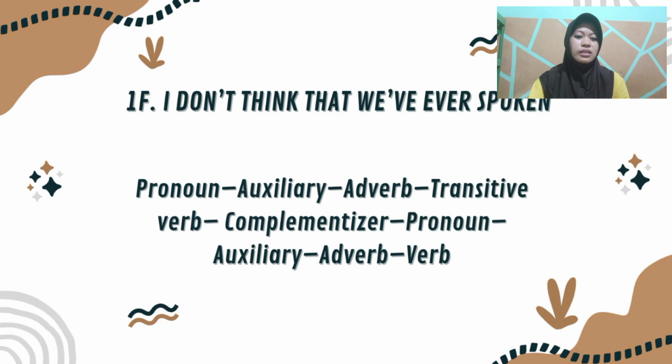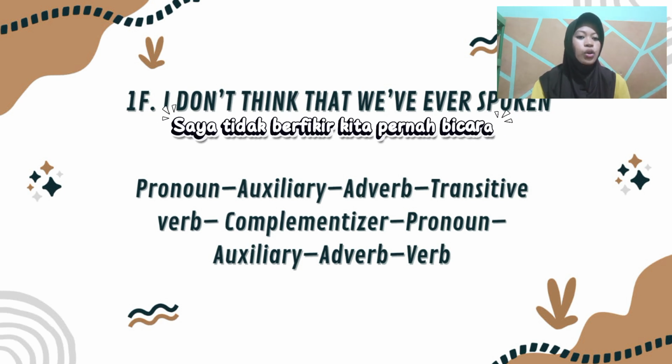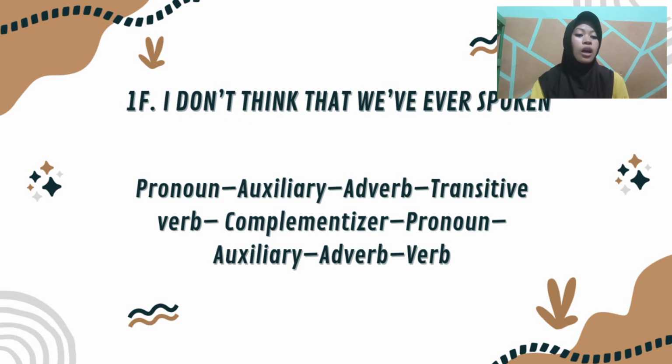1. Sentence type. First, let us look at the type of the sentence. This sentence is a complex sentence because it consists of more than one clause, namely the main clause, I don't think, and the subordinate clause that we've ever spoken. The main clause is a part that can stand alone and has a complete meaning, while the subordinate clause cannot stand alone because it depends on the main clause.